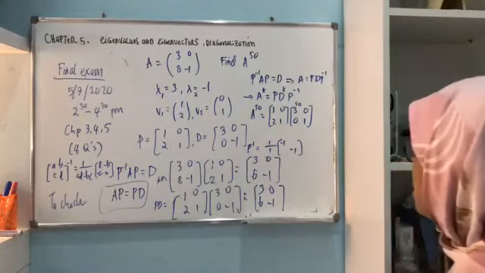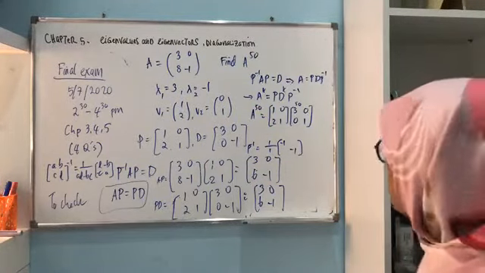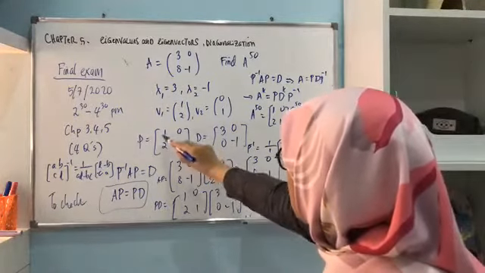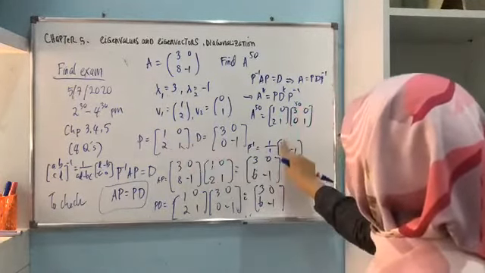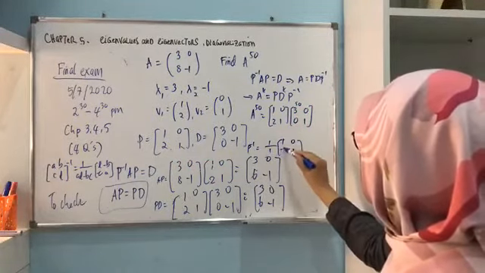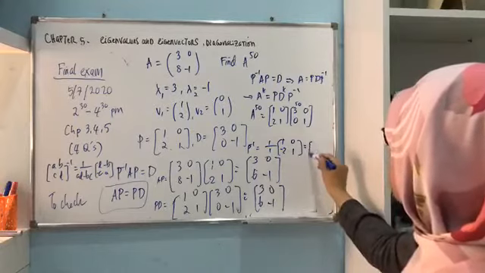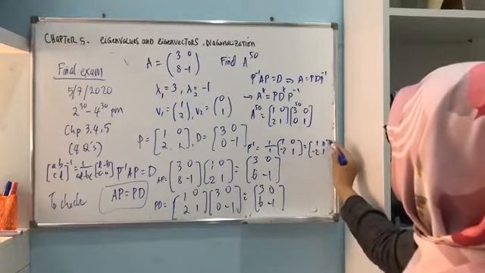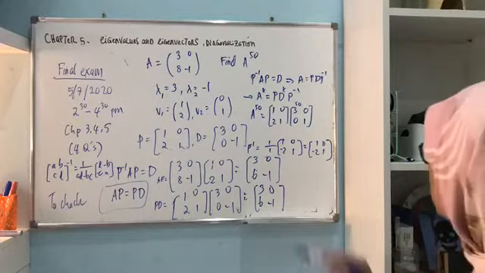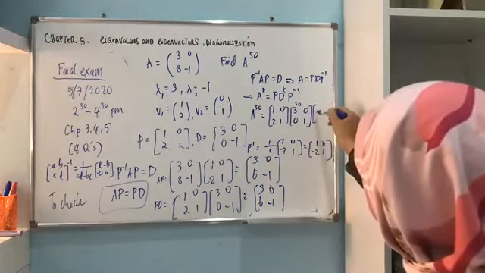Okay. So P inverse. This one swaps, and this one becomes negative. So this is 1, 1, 0, negative 2, which is 1, 0, negative 2, 1. Okay, so multiply here, right? P inverse.